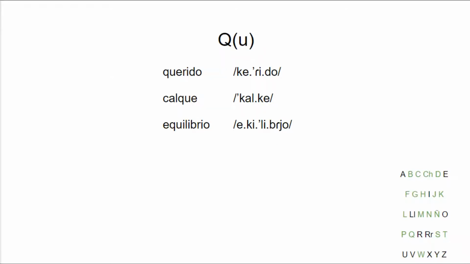The letter Q is pretty much never alone. You will always see it with a U. QU is pronounced K. Notice that this is different from the English qua. So we have querido, calque, equilibrio.